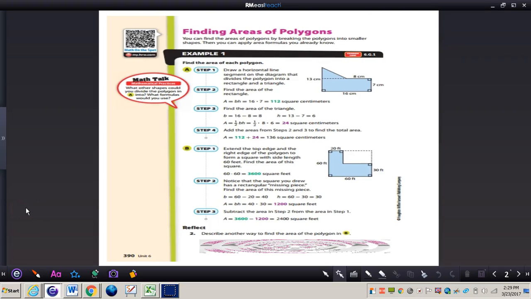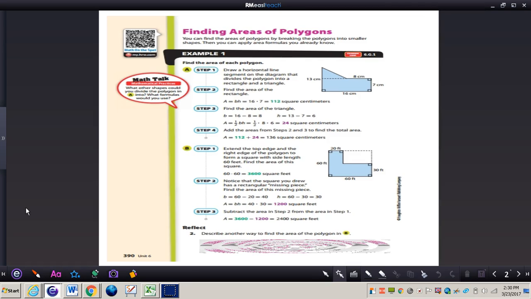In this video, we're going to take a look at the area of polygons. And what I want you to do is turn your page to 390, not 389, but 390. And we're going to take a look at finding areas of polygons. You also need to get out your math journal and a pencil.